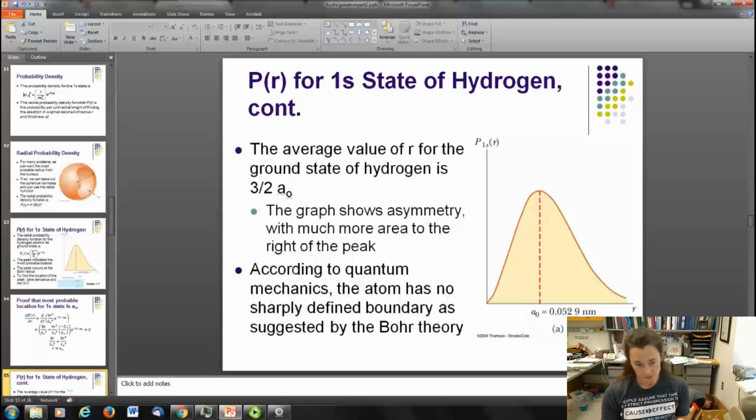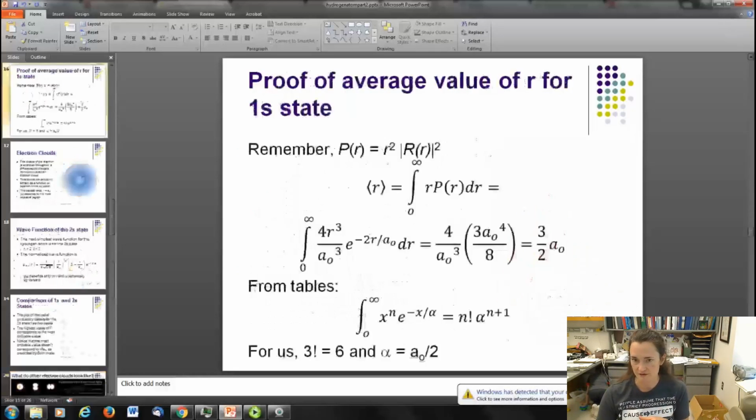So, according to quantum mechanics, you've got no sharply defined value. Remember that the Bohr model predicted a circular orbit with a very defined specific radius, but that's not what quantum mechanics tells us. It tells us that the probability will be spread out more over a cloud than in a defined circular orbit. So that's going to be slightly different.